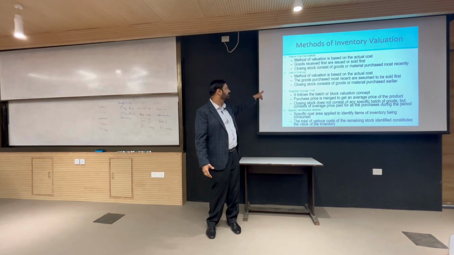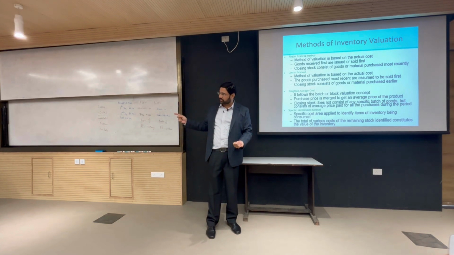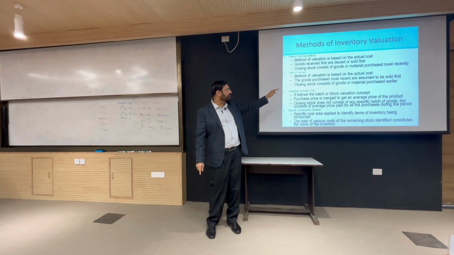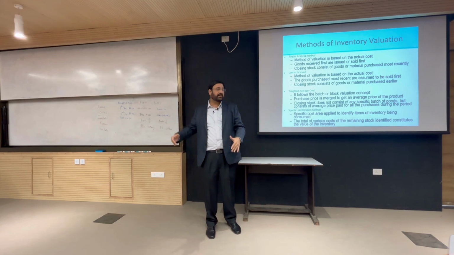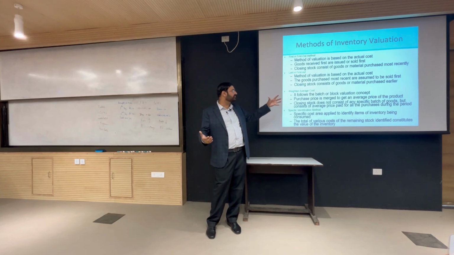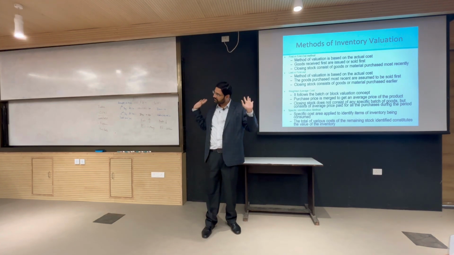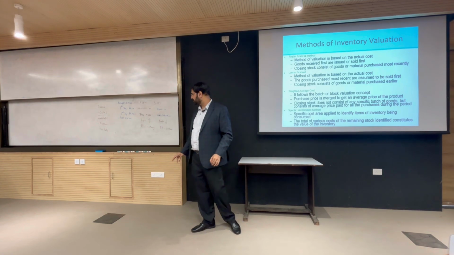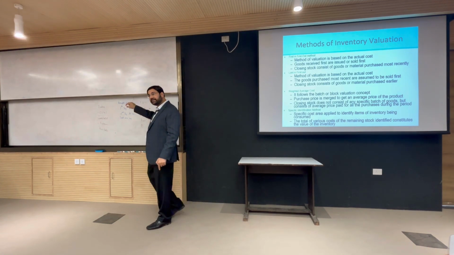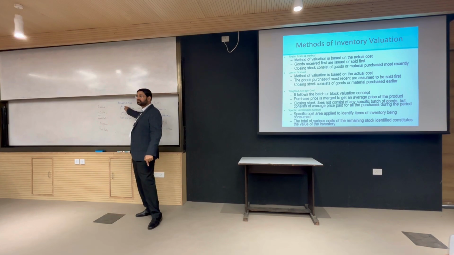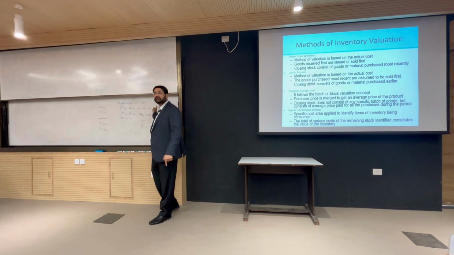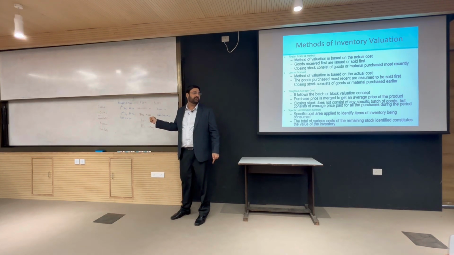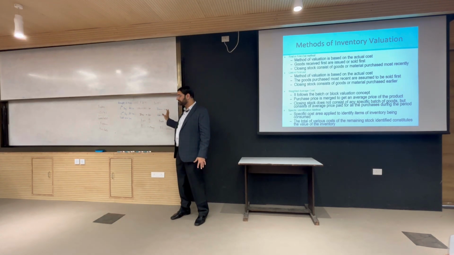While under LIFO, the method of valuation is again based on actual cost. Goods purchased most recently are assumed to be sold first, and the closing stock consists of goods or materials that were purchased earlier. Clear? Before we come to weighted average, we will go to specific identification. Under specific identification, we will actually identify whether the first jug was sold or the second jug was sold. And depending on which jug was sold, we will go with their cost of goods sold and their inventory valuation.